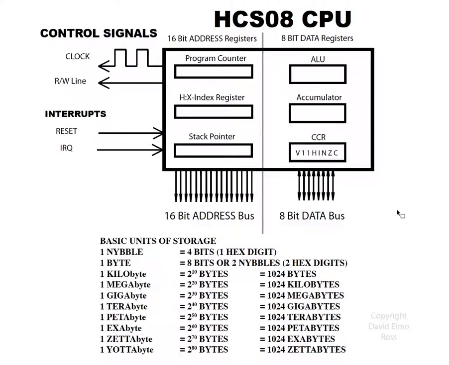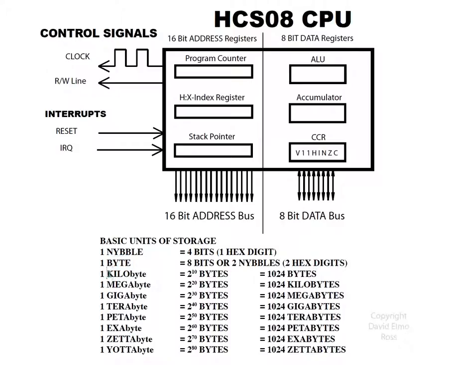Let's take a look at basic storage. If you take a look at the basic units of storage, we have a nibble, and there are different ways to spell that, but that's 4 bits of information. Now the word bit itself means binary digit, so one nibble is 4 bits or binary digits, which is the equivalent of 1 hex digit. A byte is 8 bits or 2 nibbles or 2 hex digits worth of information.